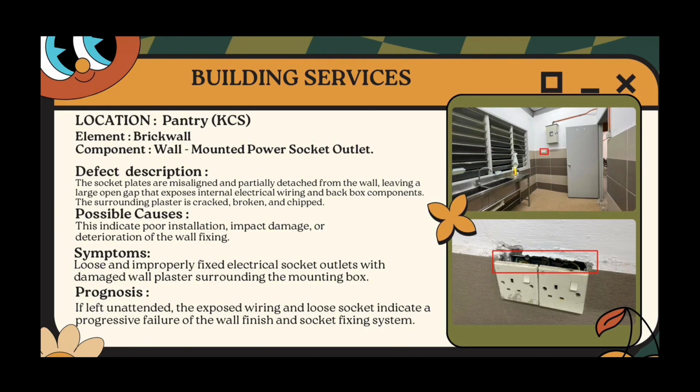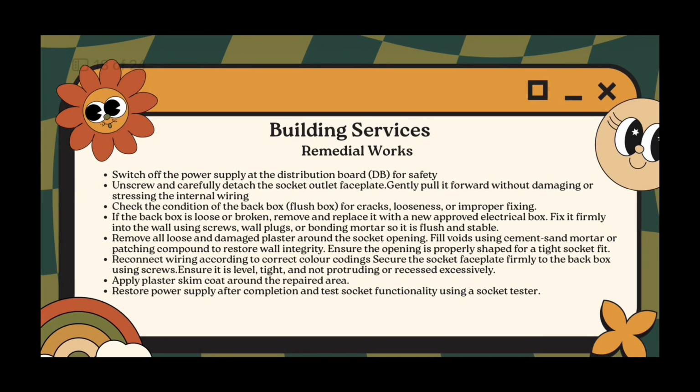Symptoms are loose and improperly fixed electrical socket outlets with damaged wall plaster surrounding the mounting box. And the prognosis is if it's left unattended, the exposed wiring and loose socket indicate a progressive failure of the wall finish and socket fixing system. And these are the remedial works that are suitable for the defect of the wall-mounted power socket outlet.